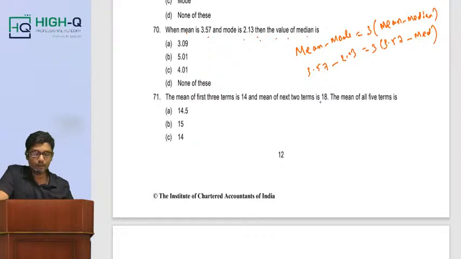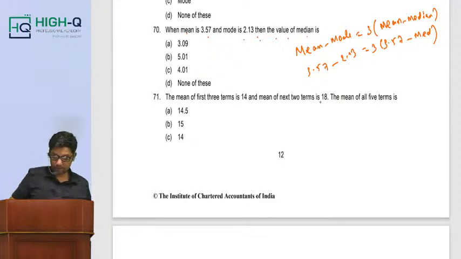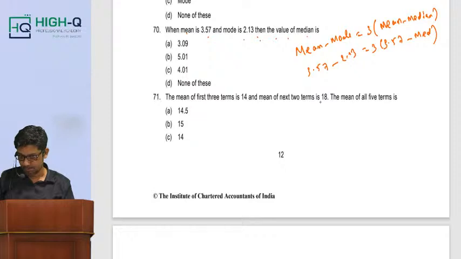Can you please help me to get the calculator? Using the calculator, what is it? 0.57. It's 2.13. 3. Option A, 3.09.